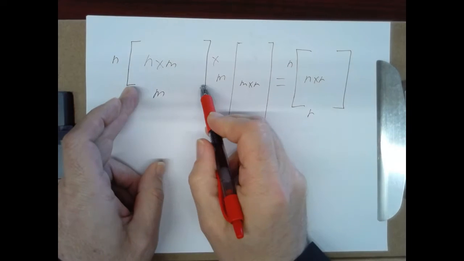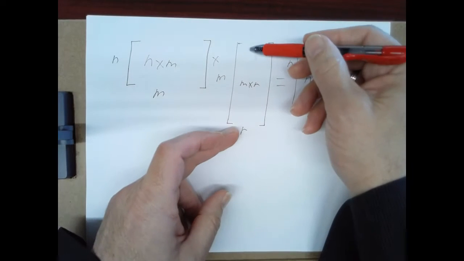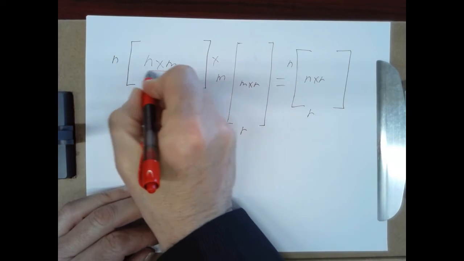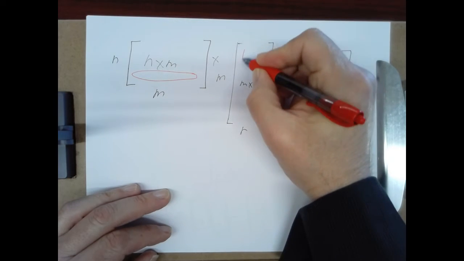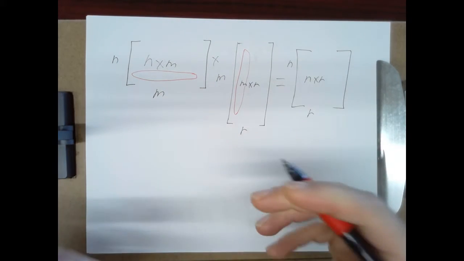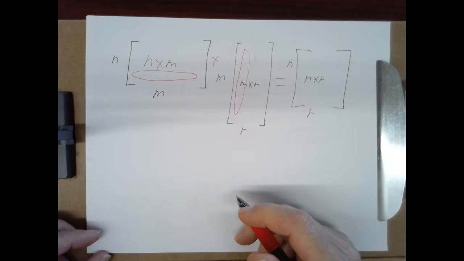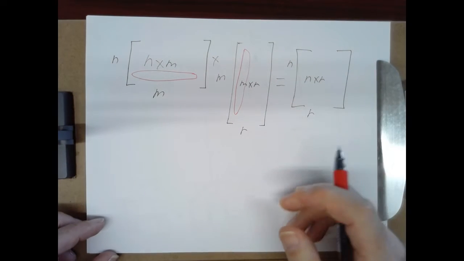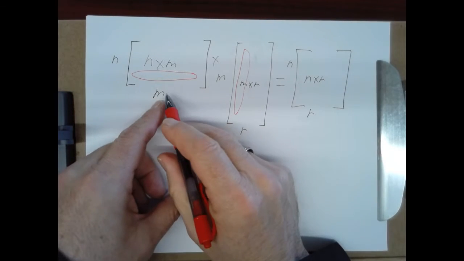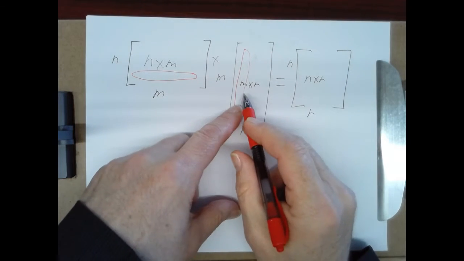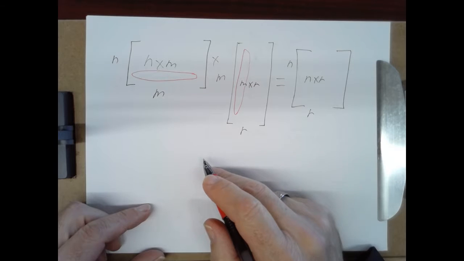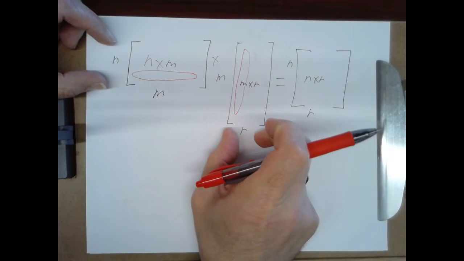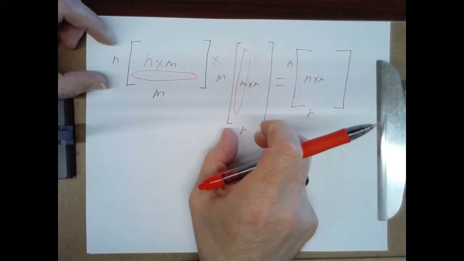But the number of columns in this matrix has to match the number of rows in this matrix, because when we do a dot product, we're taking a row here and a column here. They've got to have the same number of elements. Otherwise, this operation isn't defined. So these don't need to be square matrices to multiply them, but the number of rows here and the number of columns here have to match. And then what you end up with is a matrix with the number of rows in the first matrix and the number of columns in the second matrix. Okay.